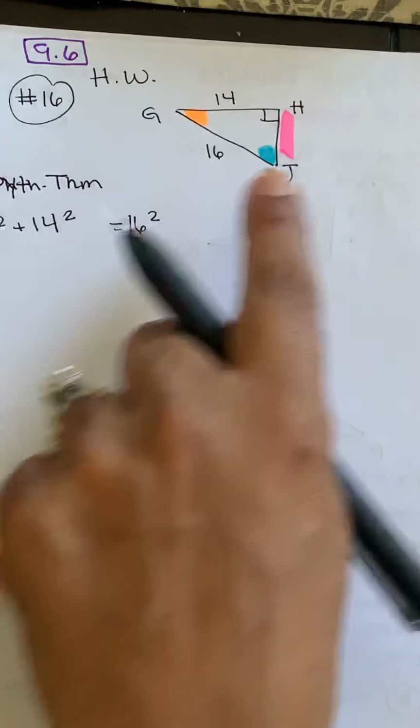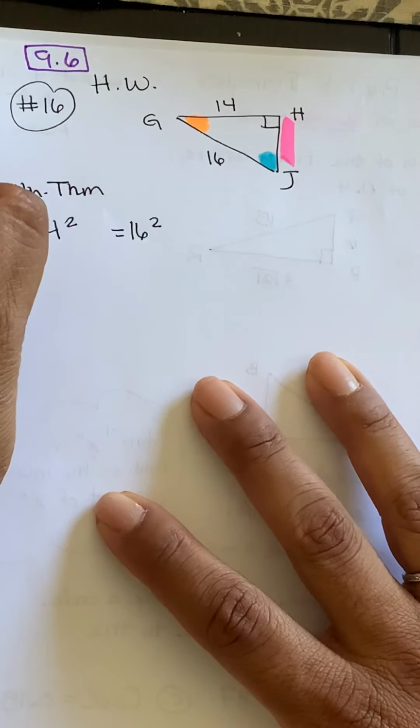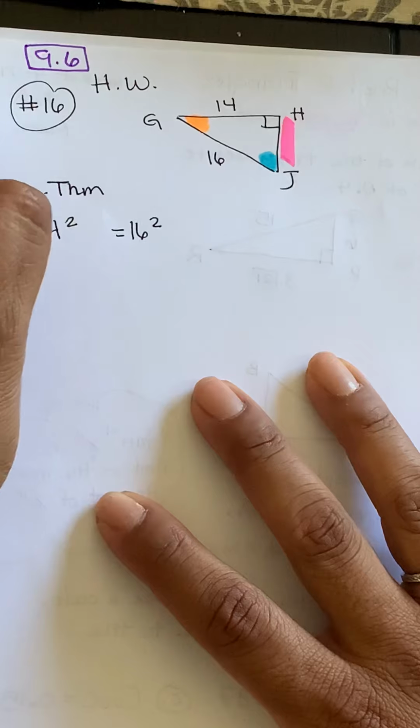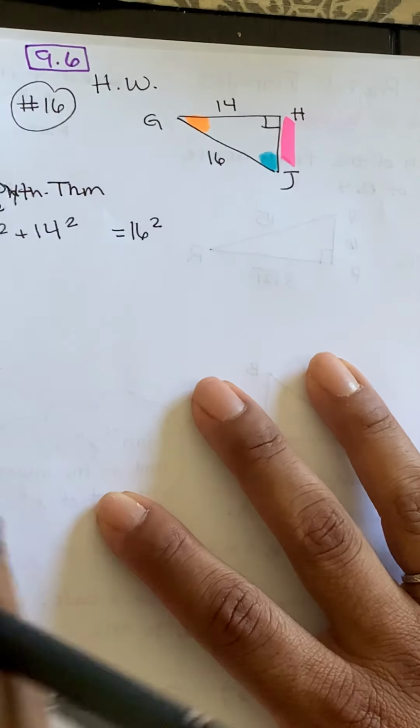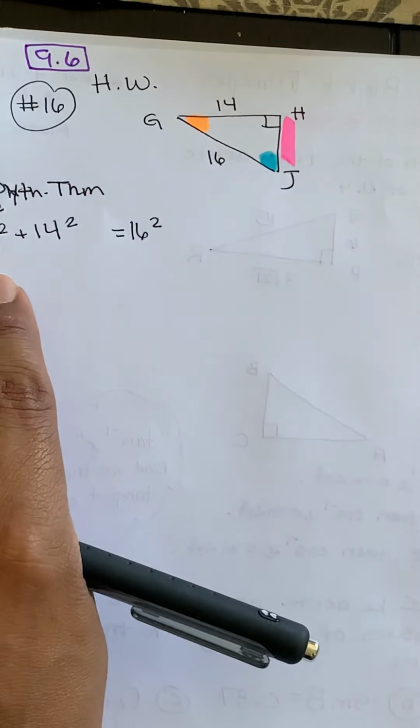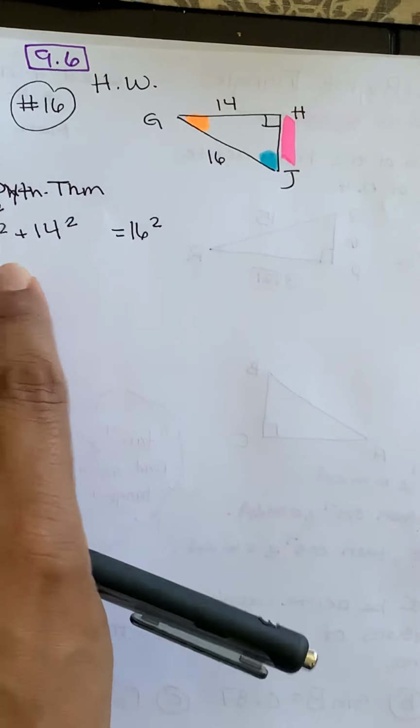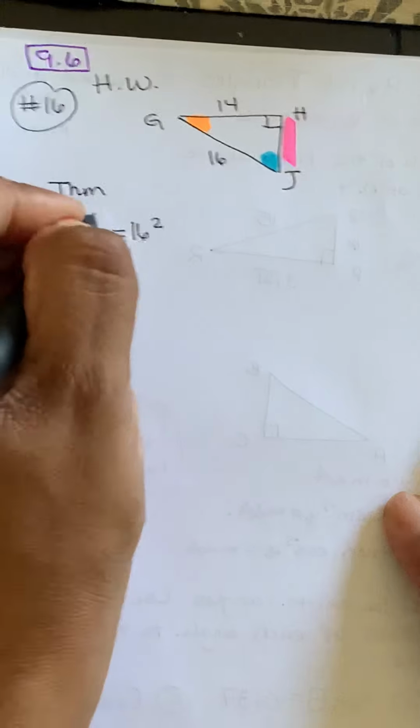So I'm solving for g, or you can call this HJ, and you can square it. It really doesn't matter. Okay, but we are solving for a variable. 14 squared, I'm simply plugging this in, or maybe you know it, it's 196.